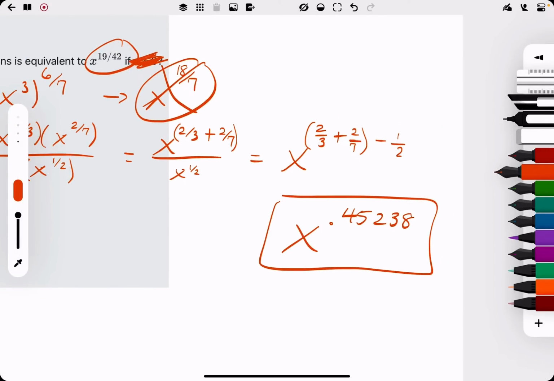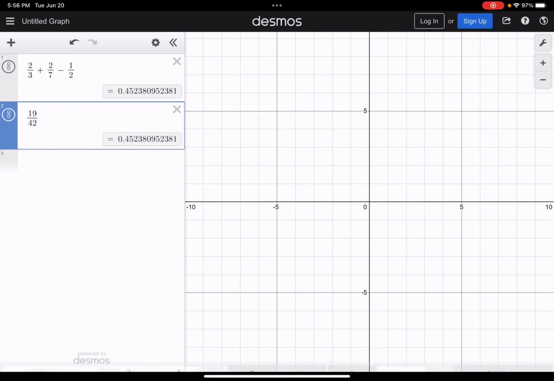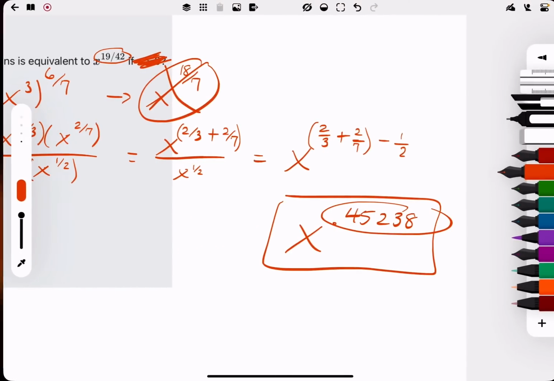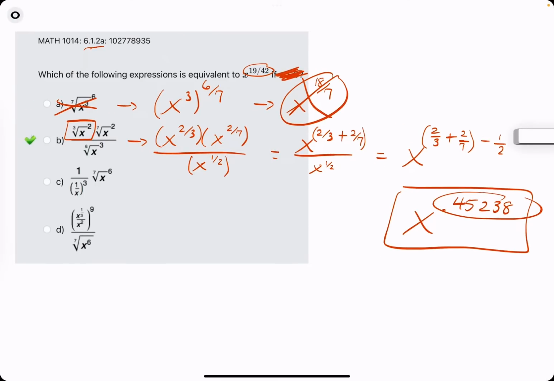So then the question is, could this decimal match this fraction, 19 over 42? So a quick way to check that would be 19 divided by 42, and it turns out that these two are equivalent. If you did have Desmos, then once you calculate this decimal, you could just hit this little fraction button right here in the top left to give you the 19 over 42. But if you didn't, this is how you would go about it. Just type in the fraction given in the answer to see if it matches the decimal you got. So anyway, B is our answer here because we found that this matched x to the 19 over 42.